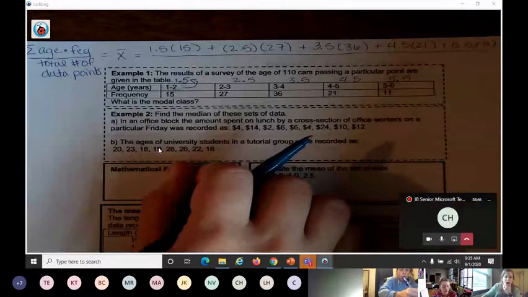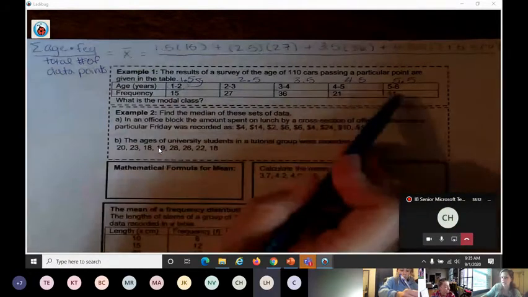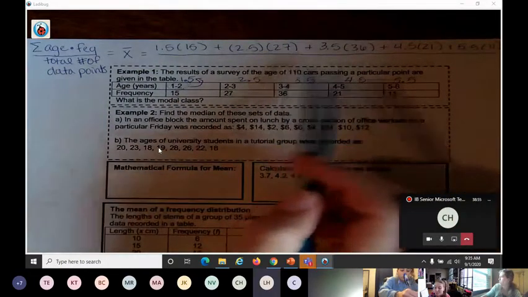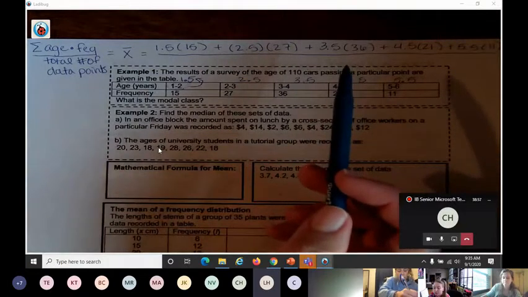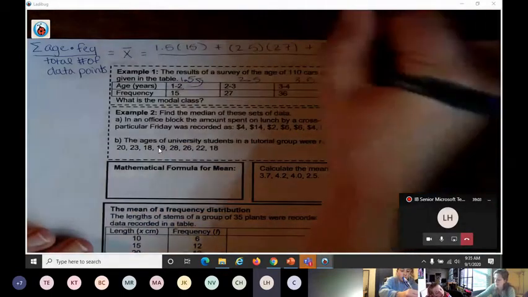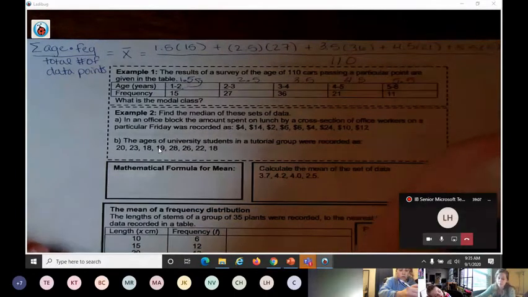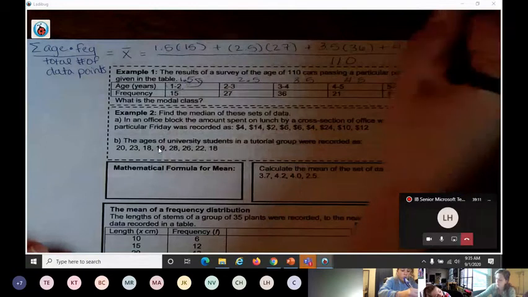Layla. If this is how many times each of those types of cars passes, how would I get the total number of cars that pass? You add that all together. Yeah, good. I would add them all together. So it ends up being 110 when you add all those numbers. Okay. And I'm just going to go ahead and tell you that this comes out to be 3.37.